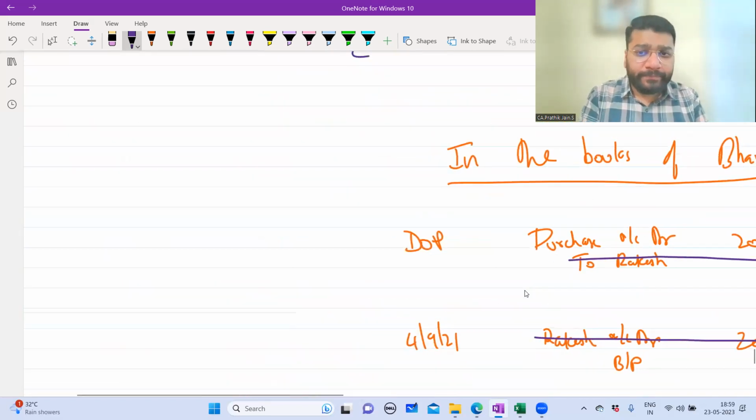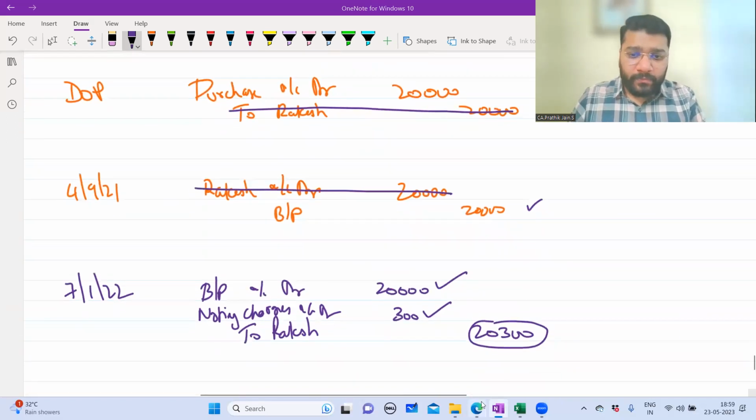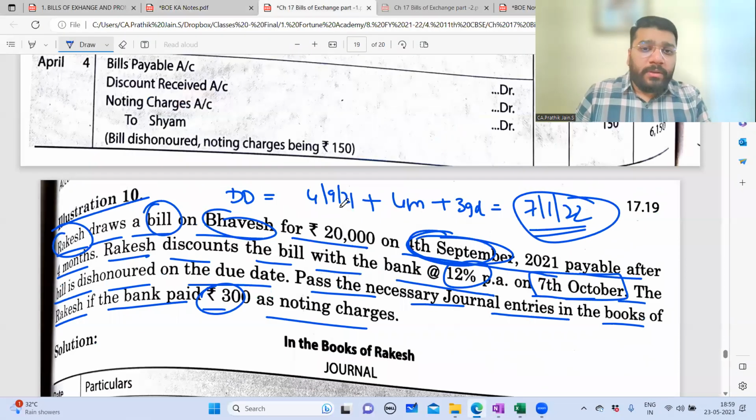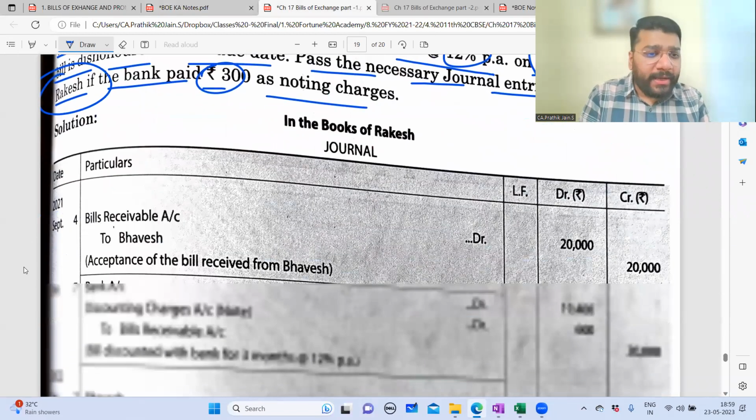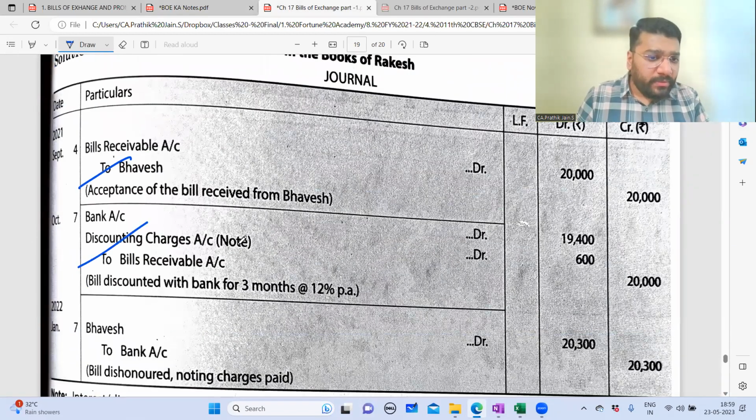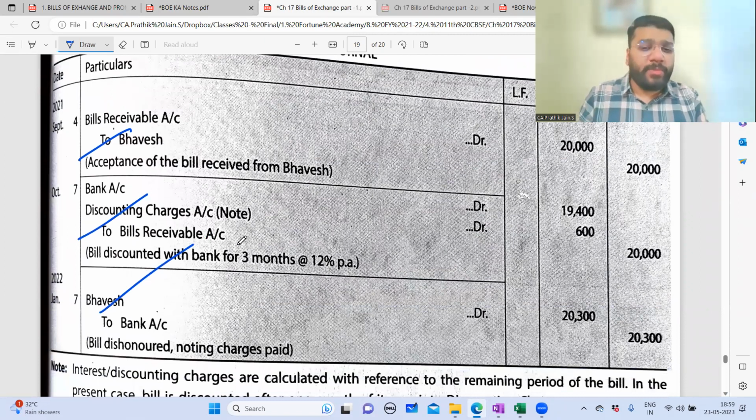Any problem, people? No, sir. Here they have asked for the entry only in the books of Rakesh. So they would have recorded only Rakesh's entry. In the books of Rakesh they have recorded, but we have done it in the books of Bhavesh also. It's fine, no problem.